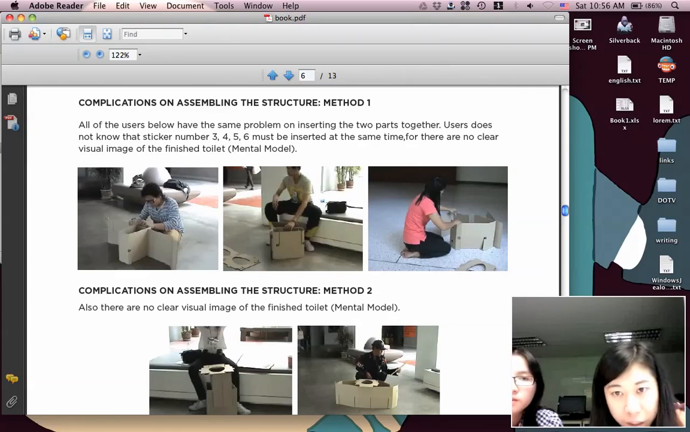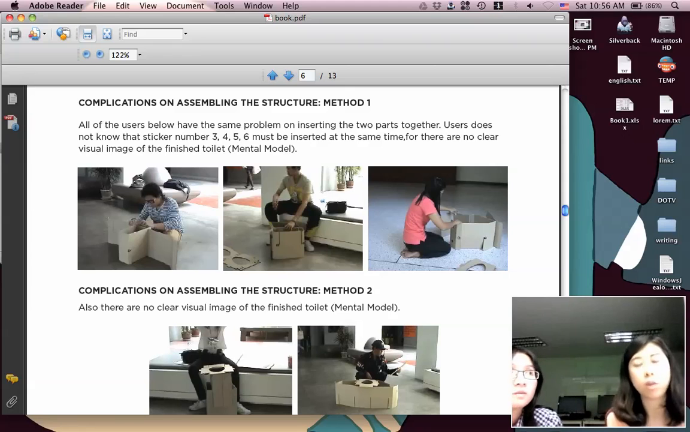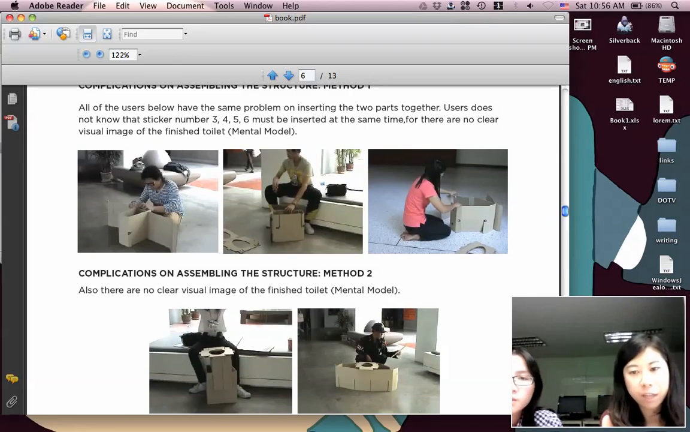Okay, so regarding complications in assembling the structure, the most problems we found are in method 1 and method 2, the guiding sticker and the exploding view manual. When people didn't know what the goal was, they had problems and didn't know which way to go. So they would take time, and sometimes they assembled something very strange, like this one. You can see that he doesn't know what it looks like, so he just guessed how to assemble it. And this one also.